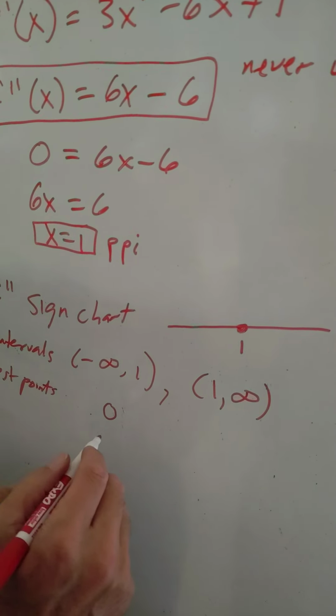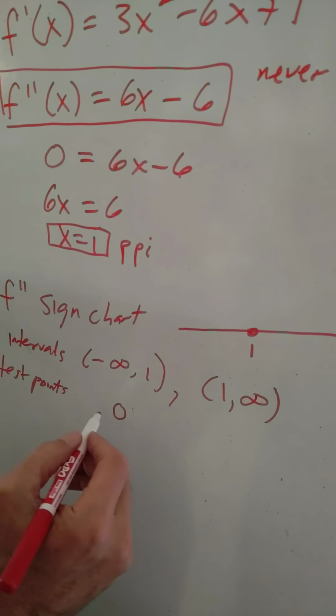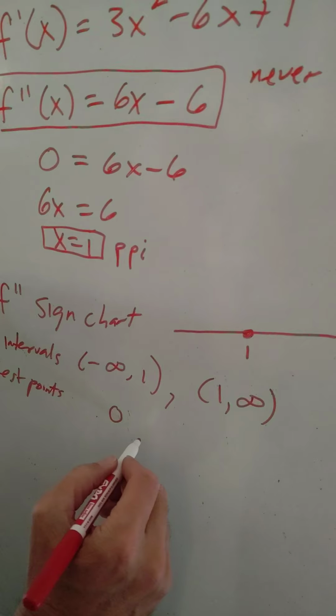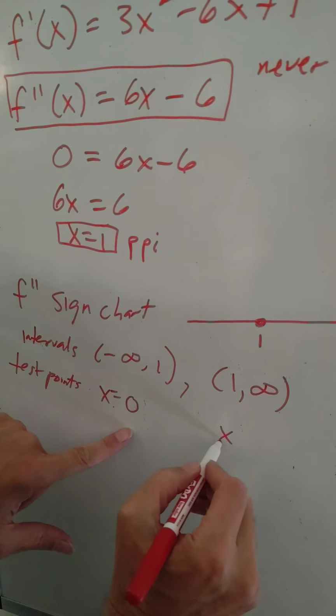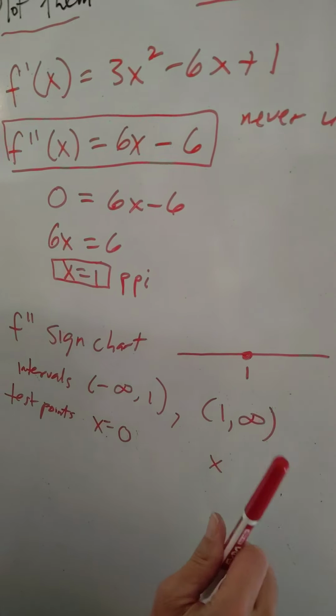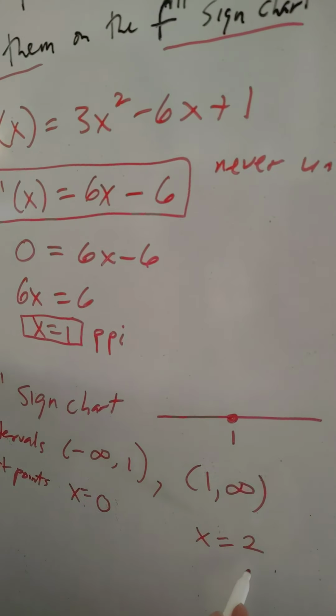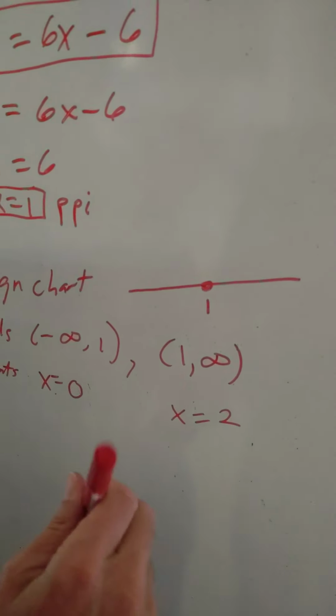I'm going to choose the test point 0 for that interval. Let x equal 0. And then what is the easiest number to choose in the second interval? How about 2? You could have chosen 3 or 4, it doesn't matter.